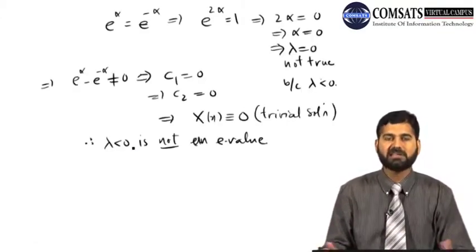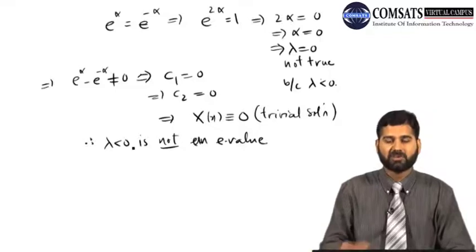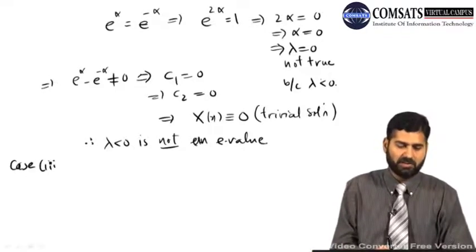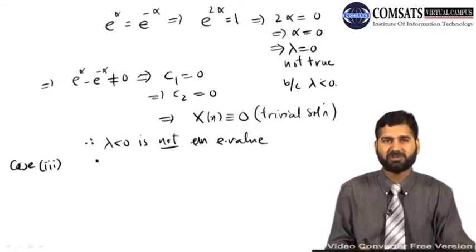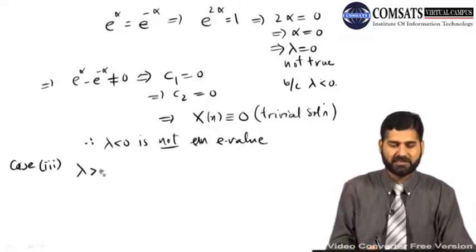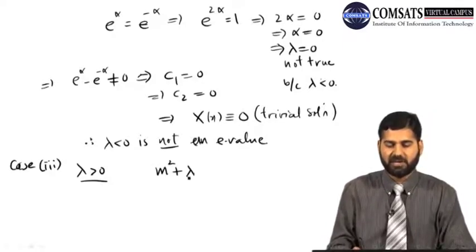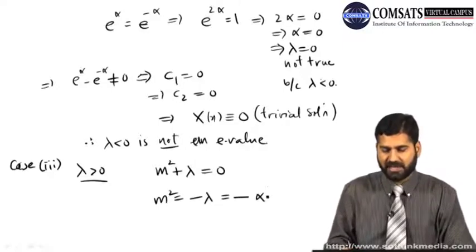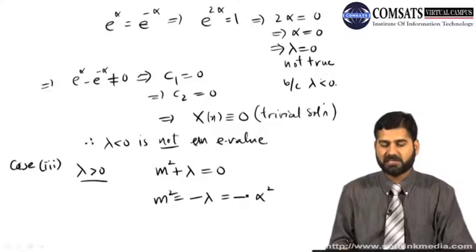So now the only possibility is that lambda can be positive. So let's discuss that. We expect, of course, one of them should be true. So the lambda positive case. If lambda is positive, then the auxiliary equation is m squared equal to negative lambda. So if lambda is positive, then I can call it minus alpha squared, because alpha squared is always positive and minus will make it negative.